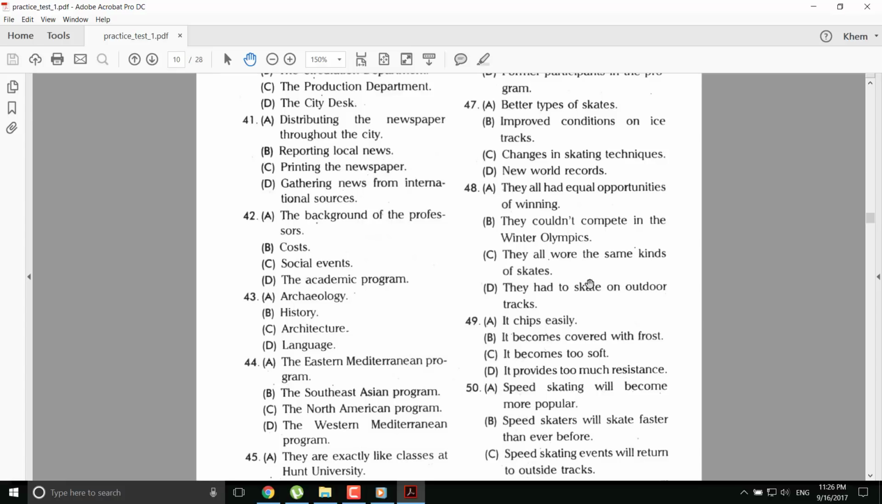Recent improvements in making and maintaining ice will almost certainly lead to new world records in speed skating in the near future.